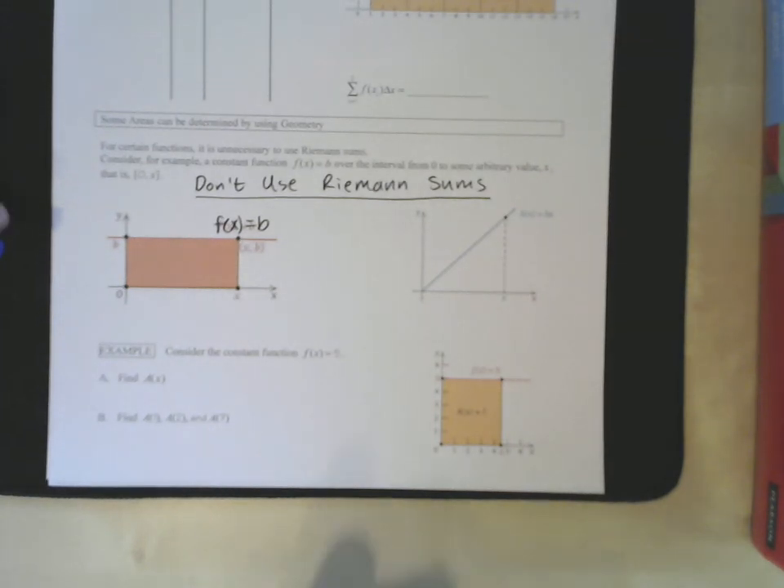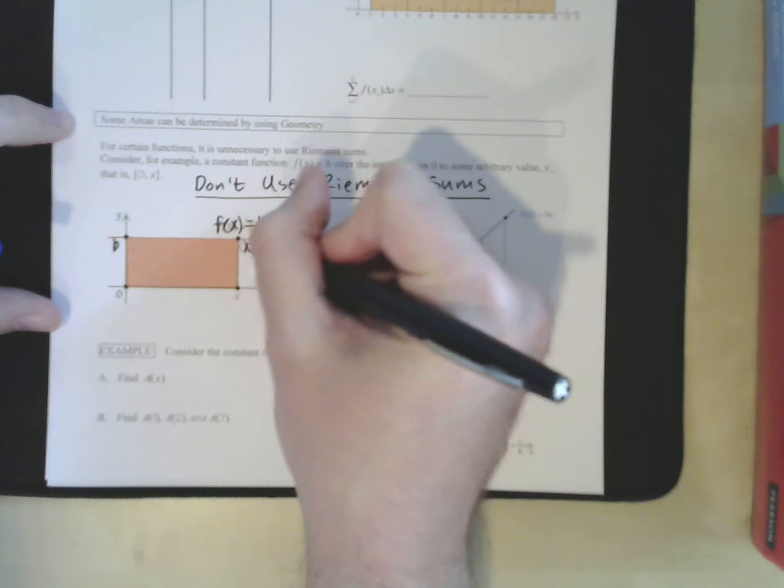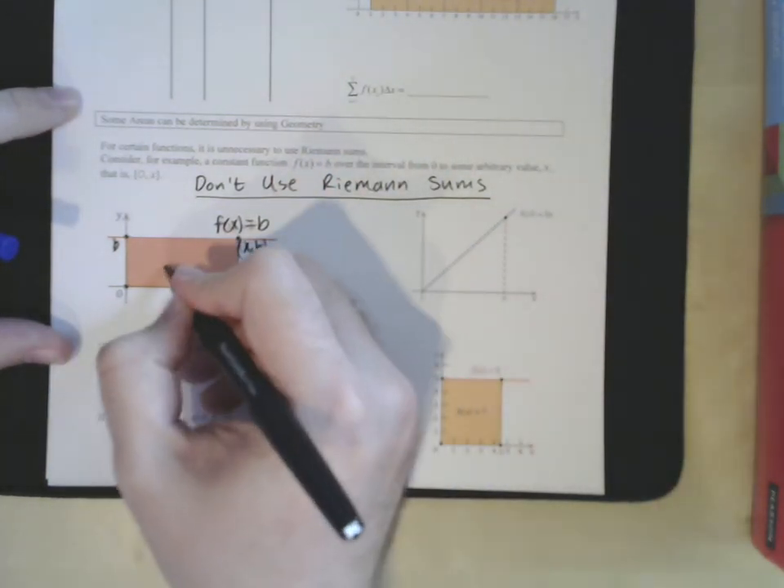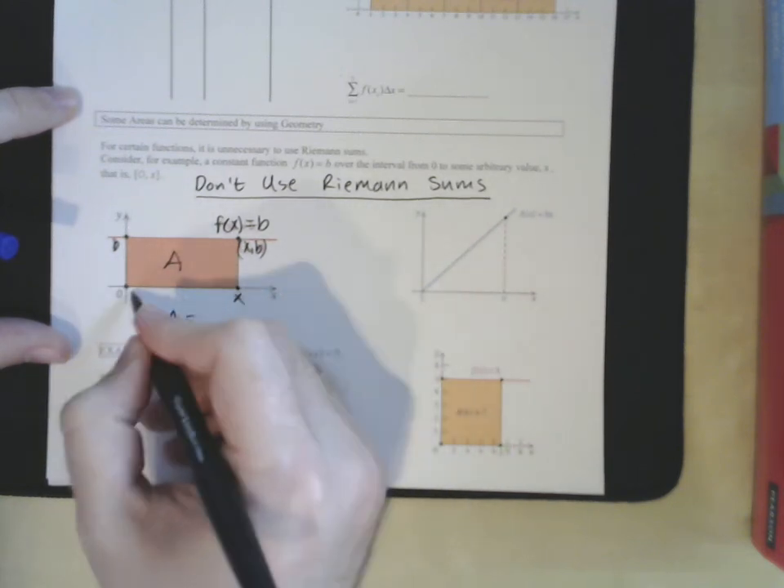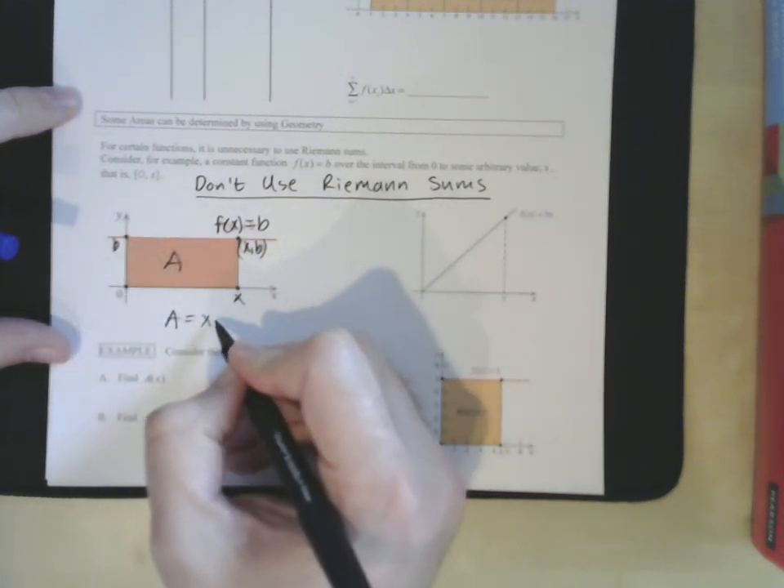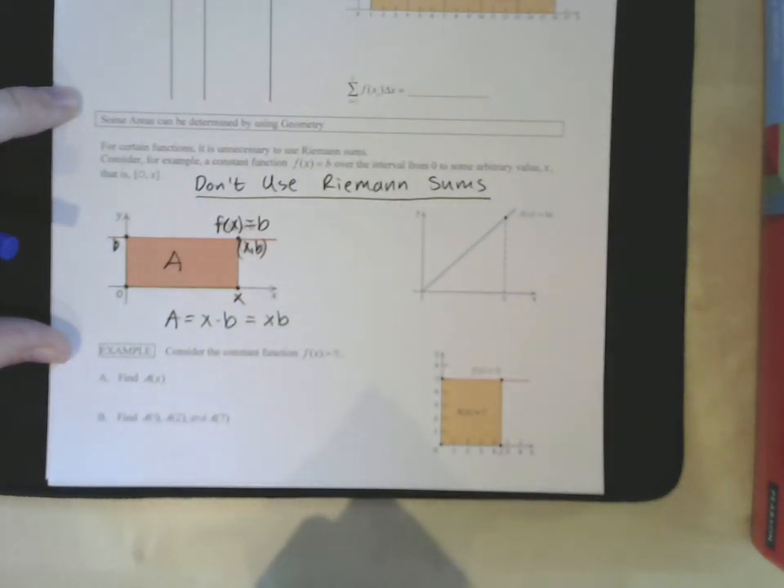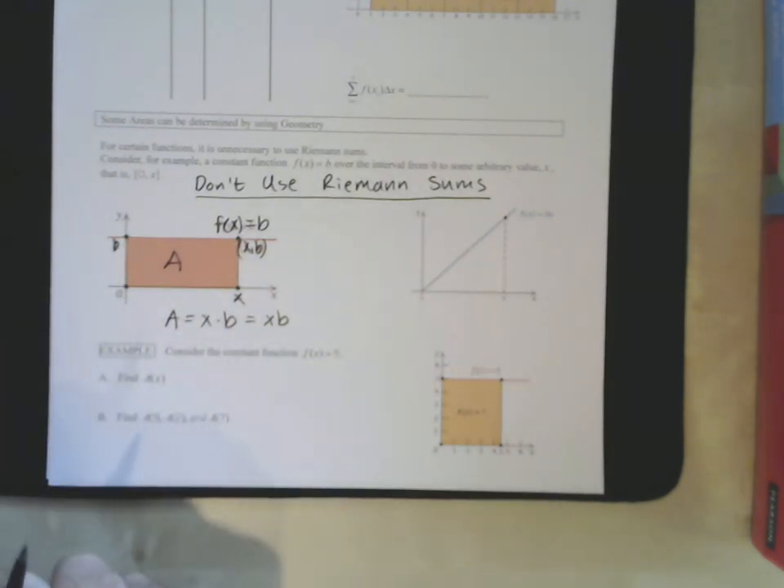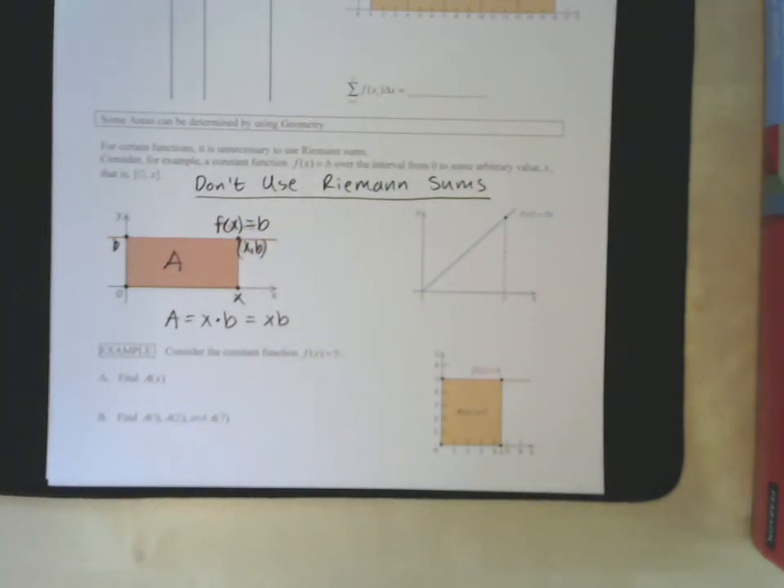We don't want to use this because we know this is the point x comma b, and this is x. The area equals base times height. This is x times b, or just xb. So if you have a constant function and you're finding the area under it, don't use Riemann sums. You're just adding work. We're just going to use the fact that we know that that's going to be a rectangle.